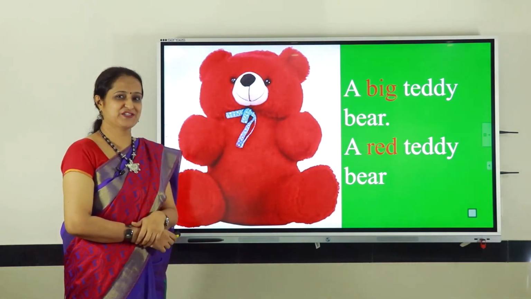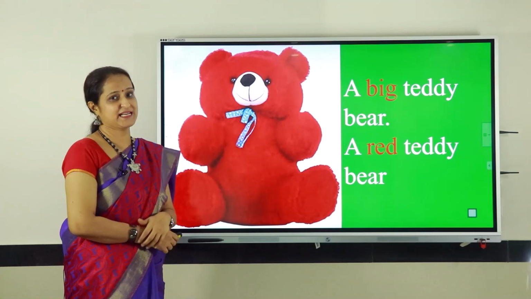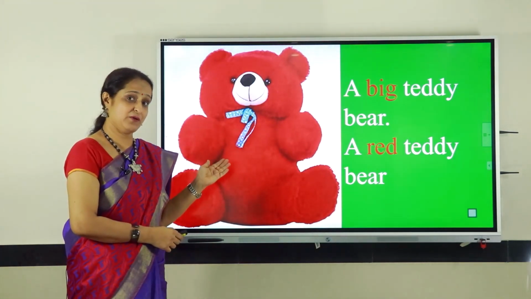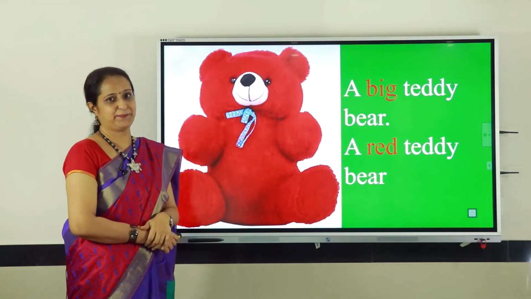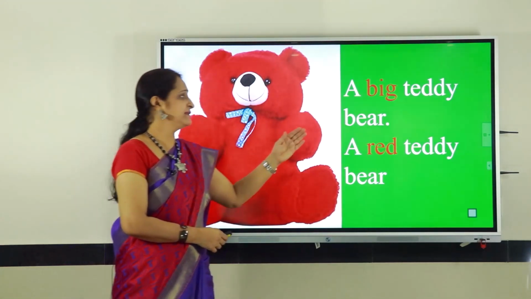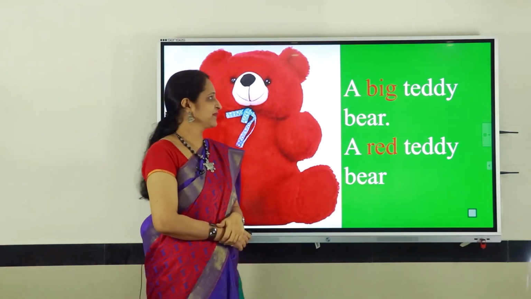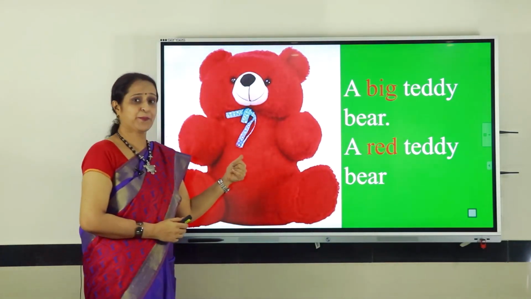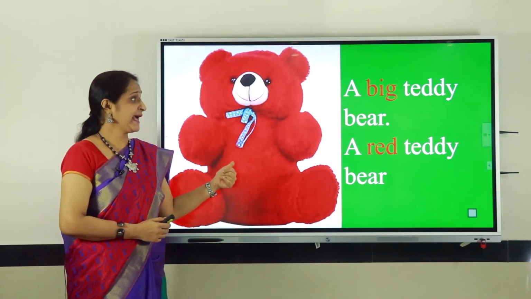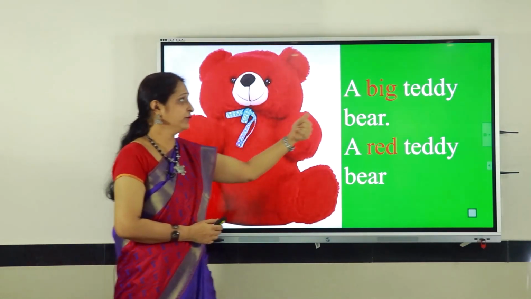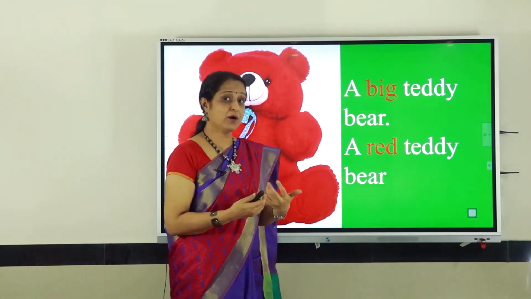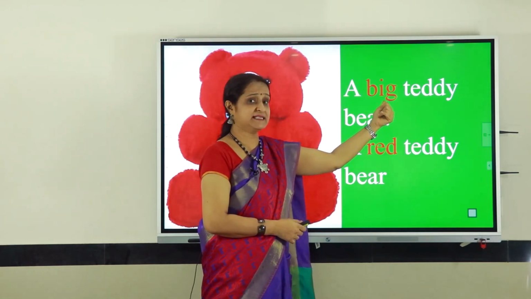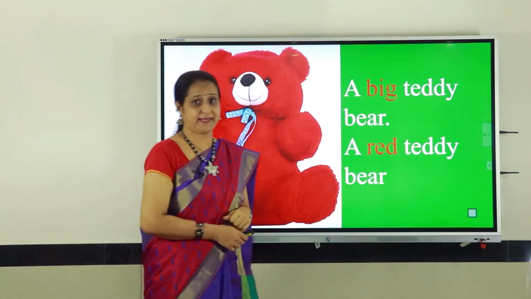Such a beautiful picture and such a wonderful teddy bear. The name of this thing in the picture, the naming word is teddy bear. Let us read the sentences here. A big teddy bear. Here, teddy bear is the noun. And can you tell me what word speaks more about this naming word? Yes, in the first sentence, the highlighted word is big.